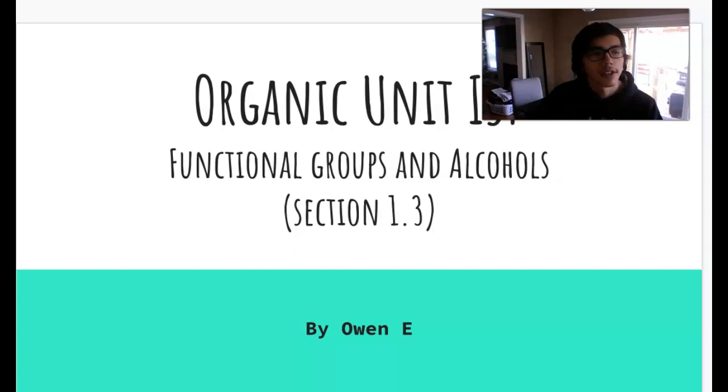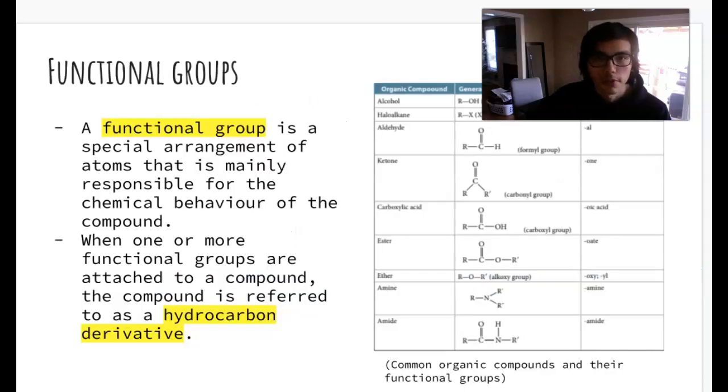So, to get started, functional groups. A functional group is a special arrangement of atoms that is mainly responsible for the chemical behavior of the compound. Now, they can also be responsible for some of the physical properties as well. When one or more of these functional groups are attached to a compound, this compound is referred to as a hydrocarbon derivative.